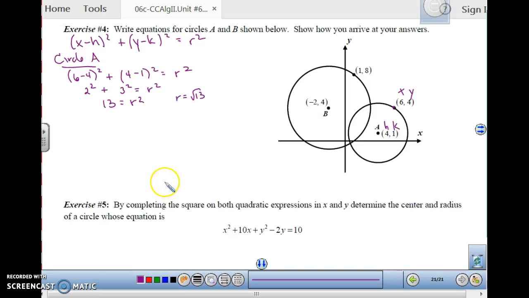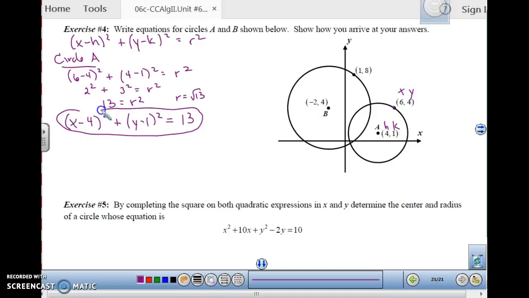Well, now that we know h, k, and r, we can actually write the equation. (x minus, what was h? 4) squared plus (y minus k, y minus 1) squared equals r squared, which is right here, 13. That's the equation of circle A, right there. Okay, now see if you can do circle B on your own. We'll go over it in class tomorrow, and then we'll do exercise 5 as well.